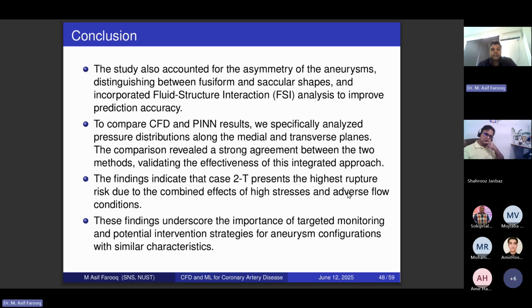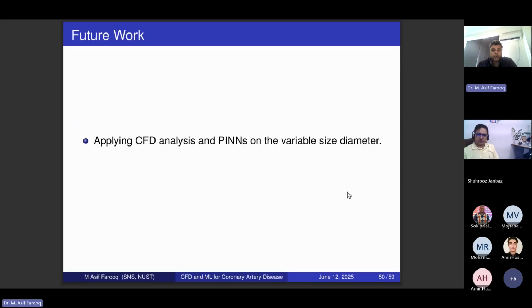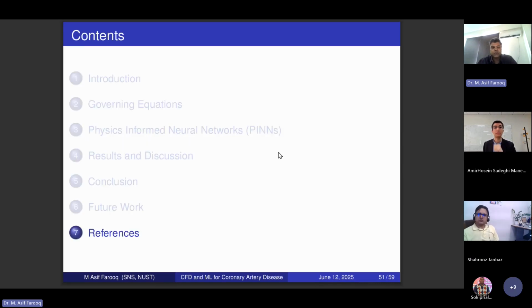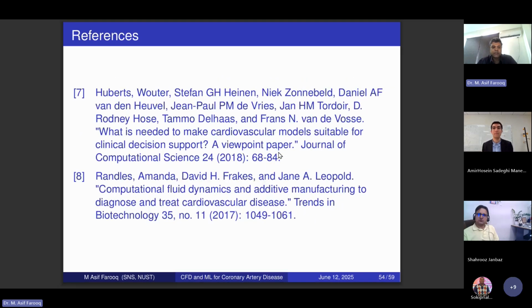So these findings give us monitoring and potential intervention strategies for aneurysm configuration, and we can help the doctors by such kinds of studies. We are currently working on variable size diameter aneurysms. The CFD part has been almost completed, so the PINN part will be done in the future. So thank you very much. These are the references.